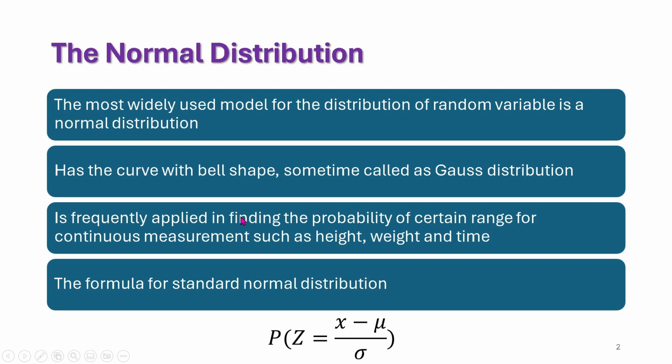It is frequently applied in finding the probability of a certain range for continuous measurements such as height, weight, and times. Binomial and Poisson are discrete random variables, whereas the normal distribution comes from continuous random variables, for example height, weight, and time. And this is the formula for normal distribution.